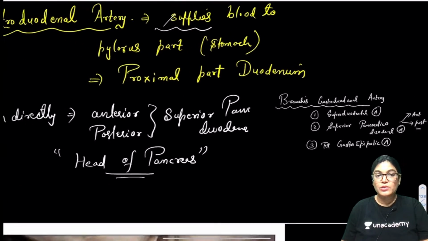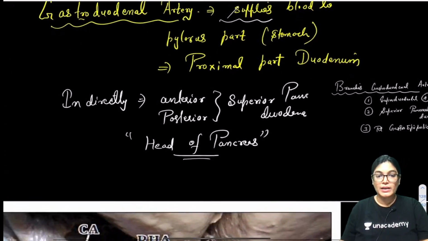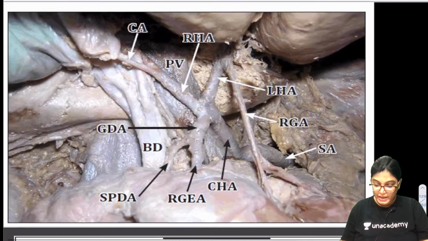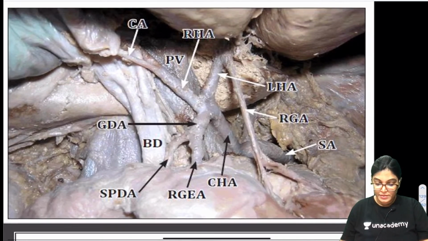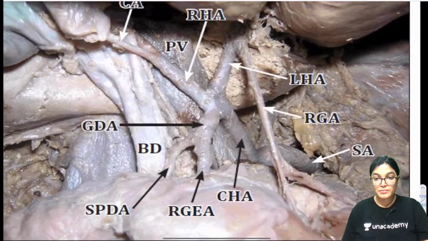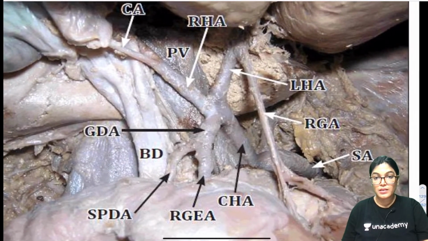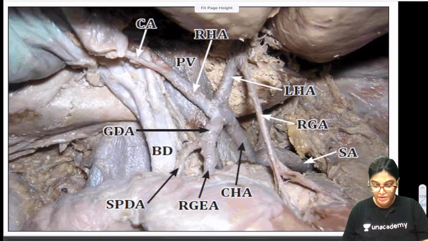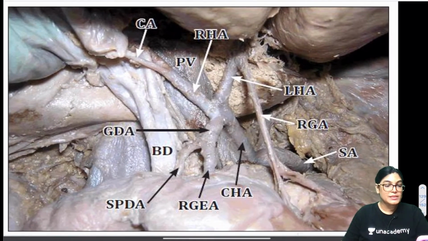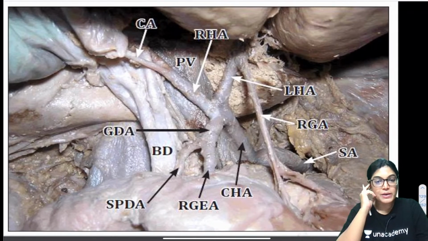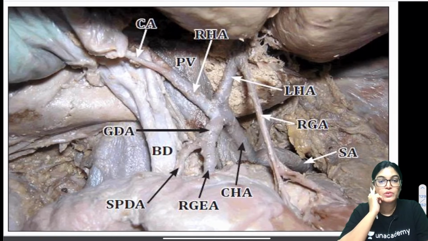Now, my dear friends, I would also like to show you another diagram, that is the cadaveric image, before moving on to the next MCQ. Let me slightly enlarge this diagram. I think this enlarged view is okay. Now I would like to show you this diagram where you can appreciate the cadaveric image and branches of the gastroduodenal artery.